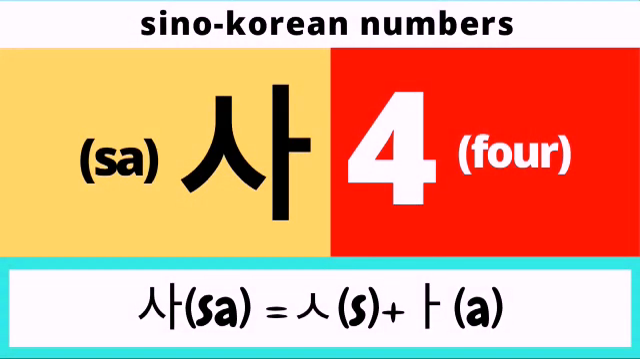How do we spell sa in Hangul? It's very simple. We need to draw a siyut character and an a character. Again, as mentioned, you just have to omit the miyam character of number 3, which is sam, to make it number 4, which is sa.